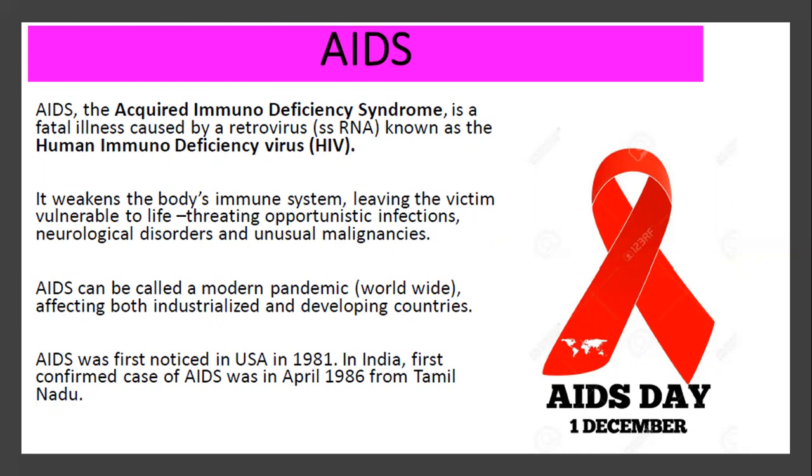The person who has been infected by the AIDS virus is prone or susceptible to all types of infections, neurological disorders, or unusual malignancies, which means unusual cancerous cells develop in the body. You can see that AIDS was first noticed in the USA in 1981, and in India it was seen in April 1986, and that too from Tamil Nadu. So this we have to know for MCQs again. Then AIDS Day is celebrated on 1st December.